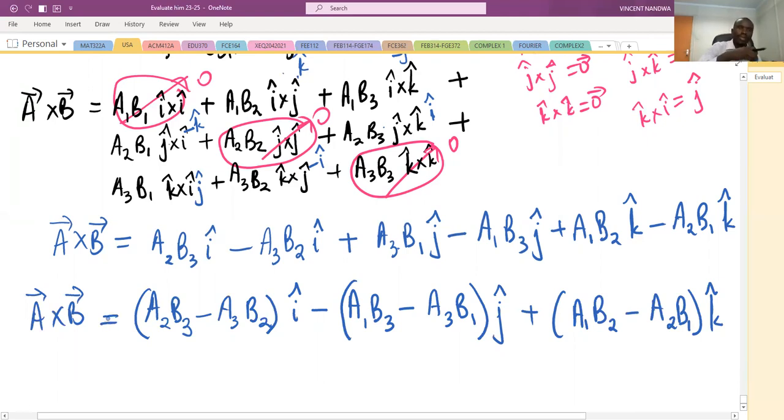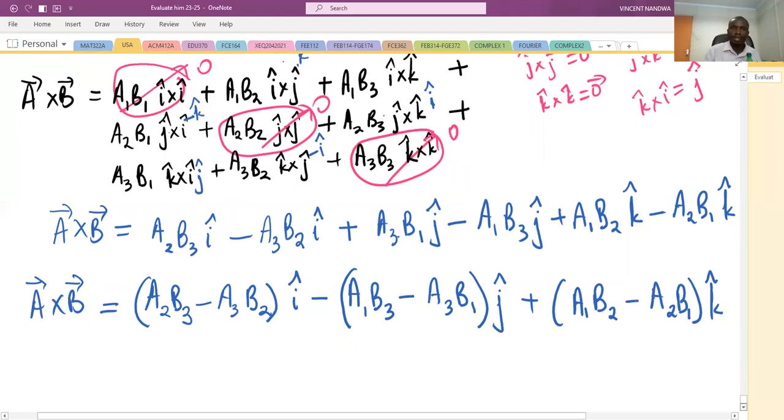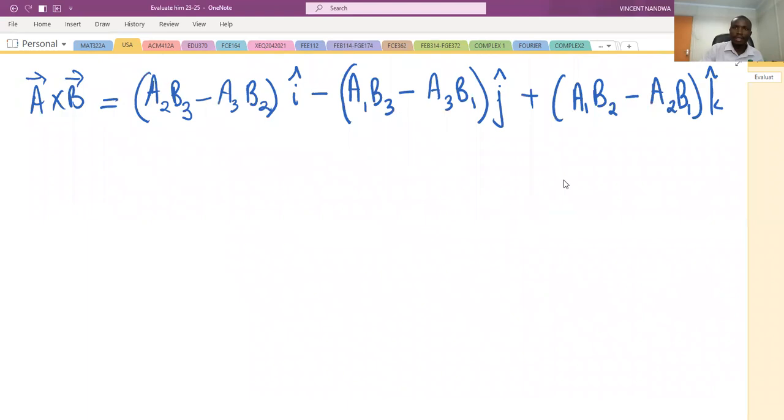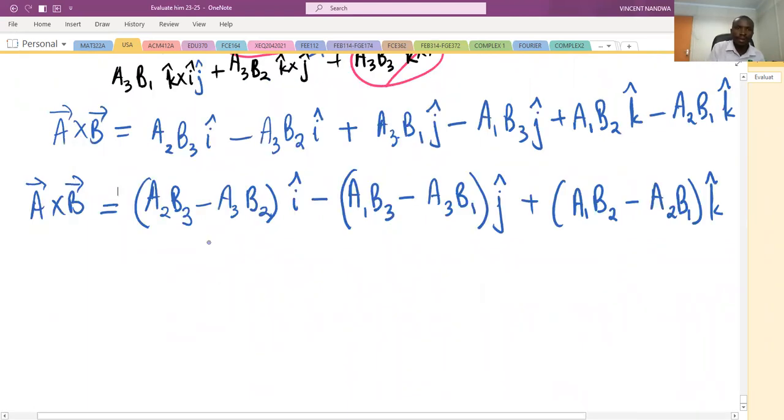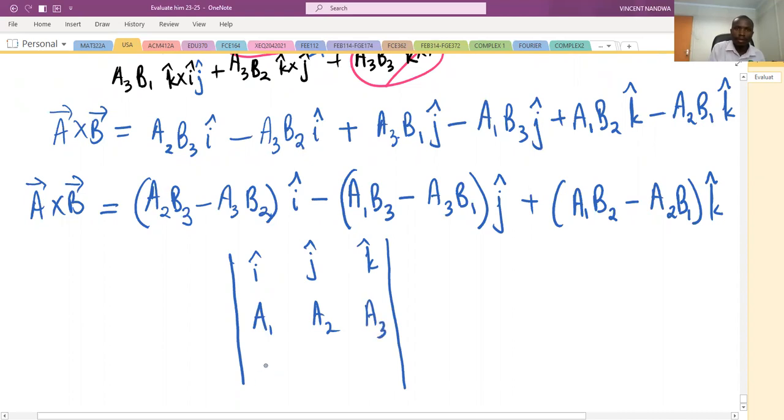But you see, this is not different from writing this as a determinant, say i, j, k, and then I put here A1, A2, A3, B1, B2, B3.